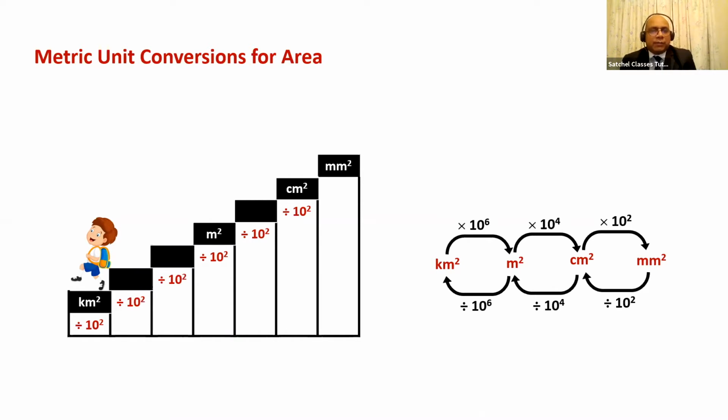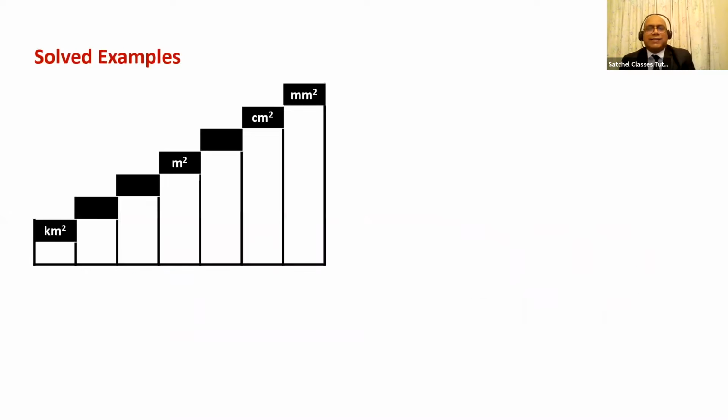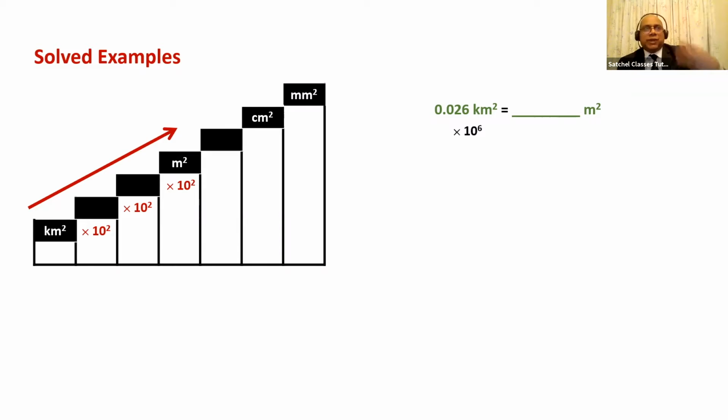Well, just remember this conversion. Let's do some examples now. What about 0.026 kilometers squared? How much is it in meters squared? As you can see, from kilometer squared to meter squared, we are going up 3 steps, and each step is 10 squared because it's square units of area, right? So we need to multiply that by 10 to the power of 6: 10 squared times 10 squared times 10 squared. So 0.026 multiplied by 10 to the power of 6 is actually 26,000 meters squared.